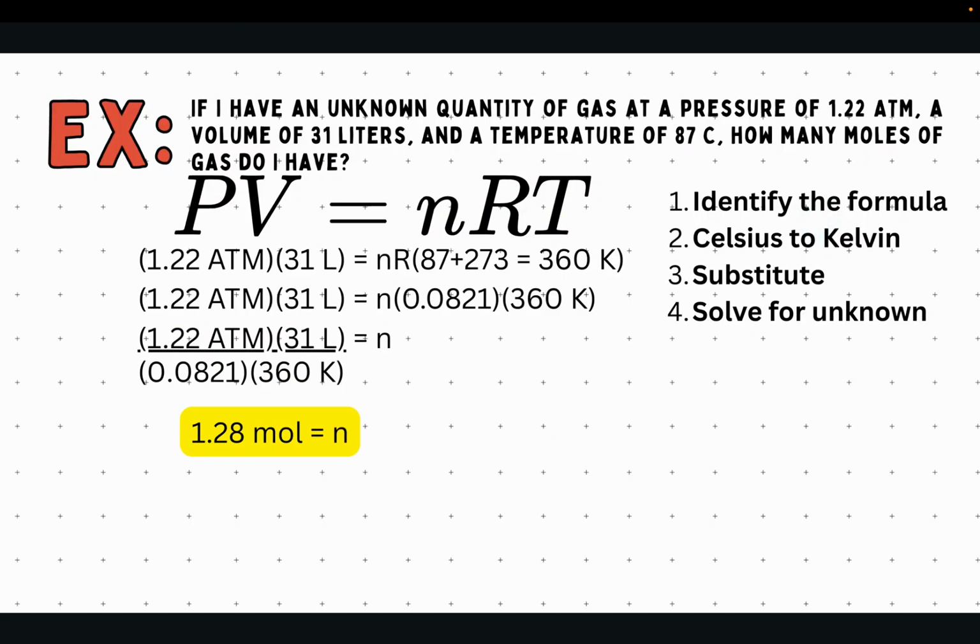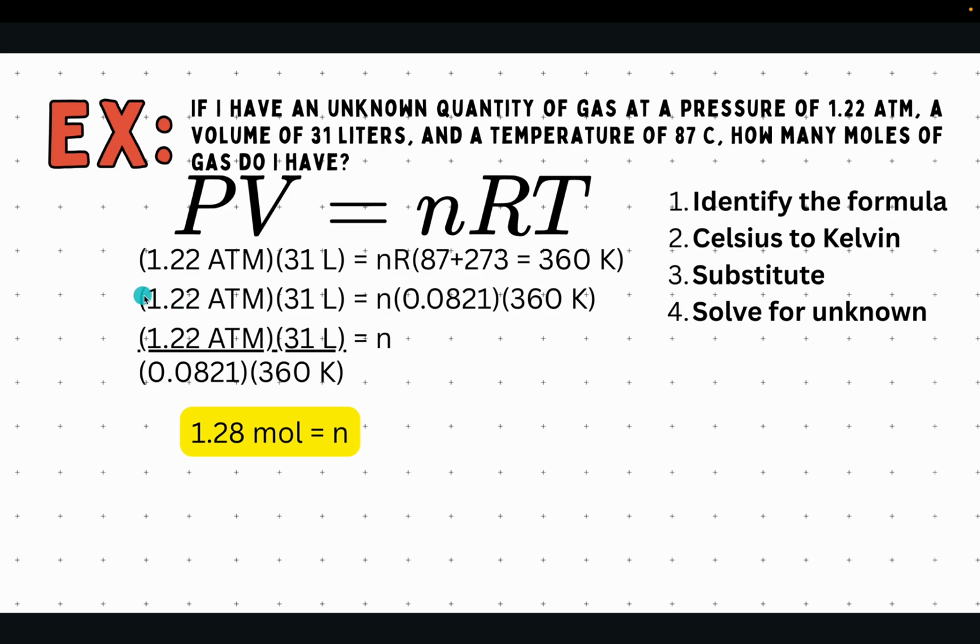Here's an example. If I have an unknown quantity of a gas at a pressure of 1.22 atmospheres, a volume of 31 liters, and a temperature of 87 degrees Celsius, how many moles is that? Notice how they did not mention STP anywhere in this question, which means you're going to have to use the ideal gas formula. I'm going to input 1.22 atmospheres for pressure, since P must be in atmospheres, that works. 31 liters for volume. And then n is what we're trying to find, so moles of gas, we're going to leave that there. R we know is 0.0821. And temperature we're going to convert to Kelvin. 87 plus 273 is 360 degrees Kelvin.